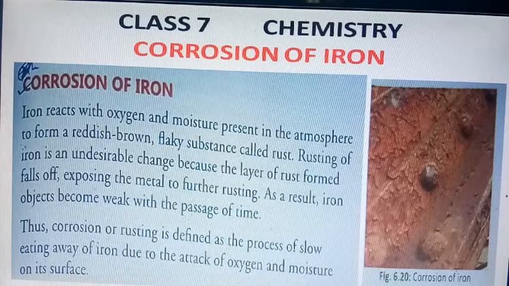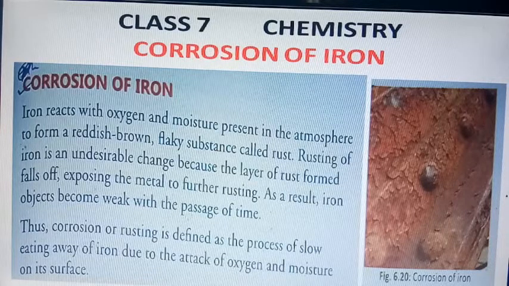So from rust we cannot get back iron. Rusting of iron is an undesirable change. That's why, because the layer of rust formed falls off, exposing the metal to further rusting.